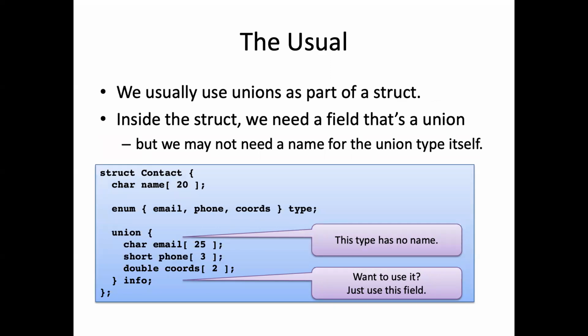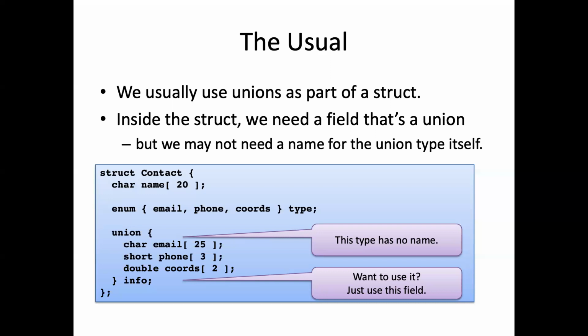But let's say this is the only place I'm ever going to use that union. It's part of this contact info struct. And that union lets me store either an email address, a phone number with 3 parts, or 2 doubles for GPS coordinates. I could just define the union here and make a field of the struct, info, that has that union as its type. And notice I didn't even give a name for the type of this union, which means I can't talk about its type. I can't make other instances of that union elsewhere in my code because I didn't bother to give it a name. But here that would probably be just fine.